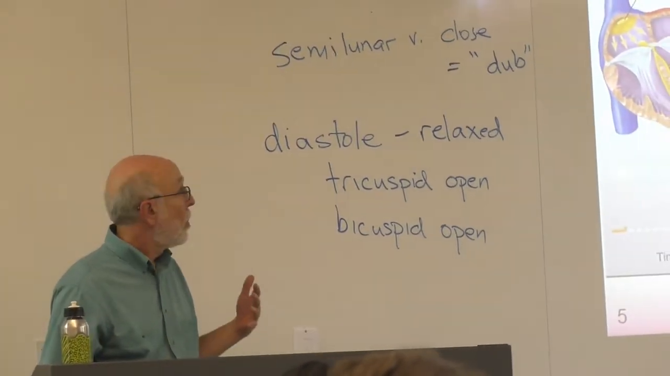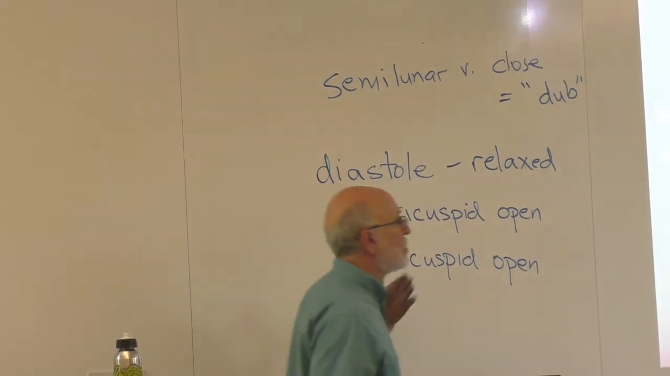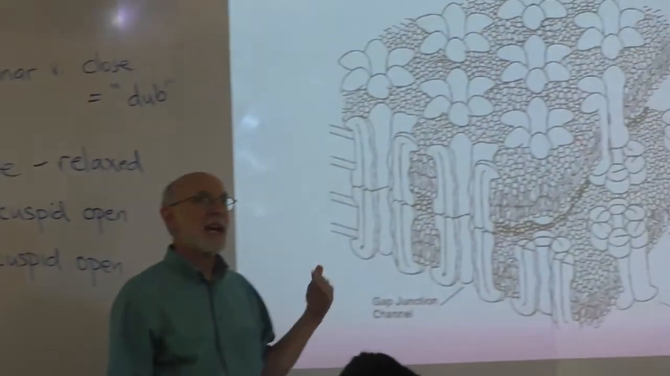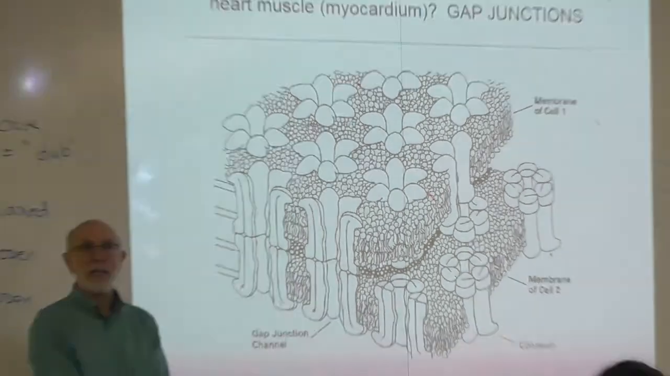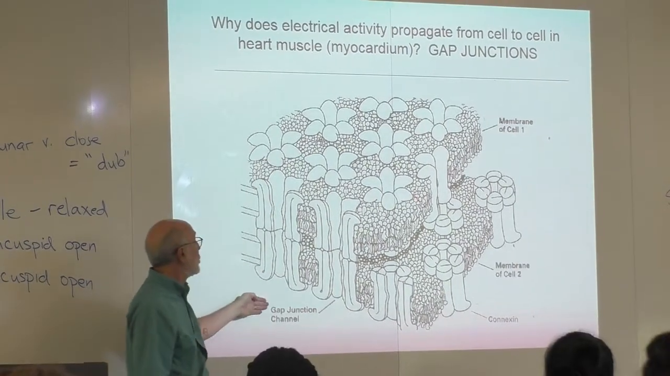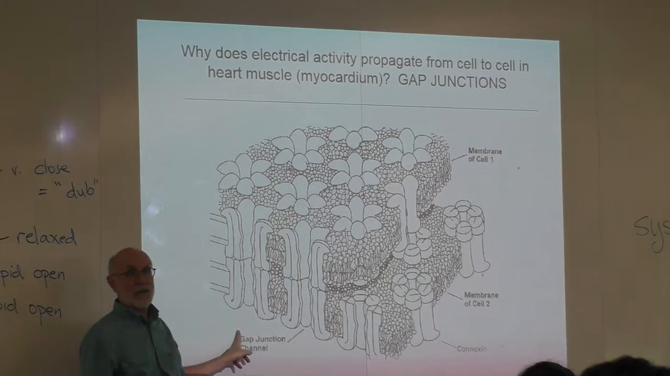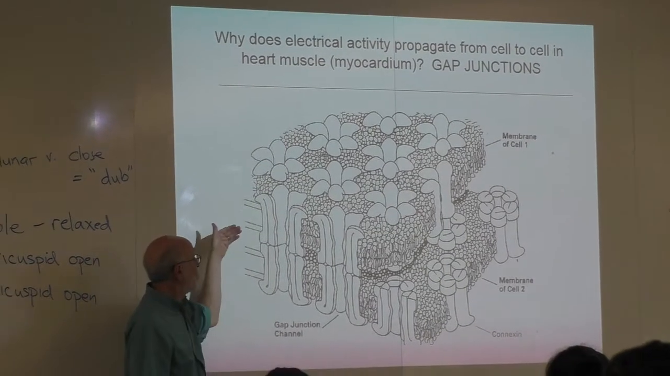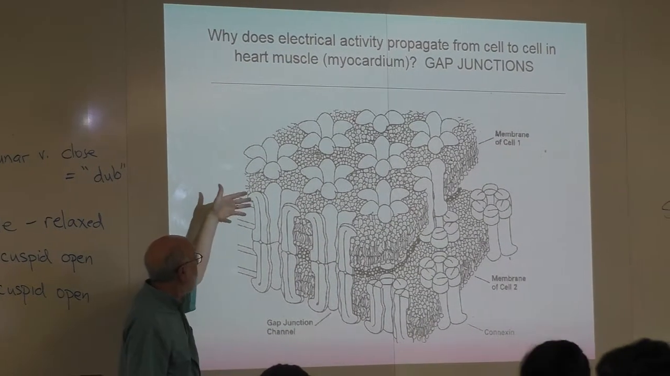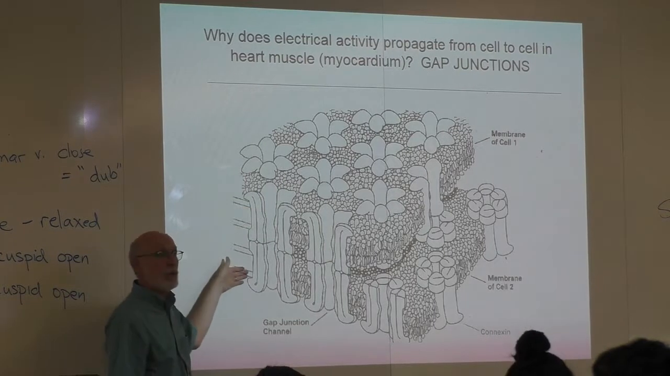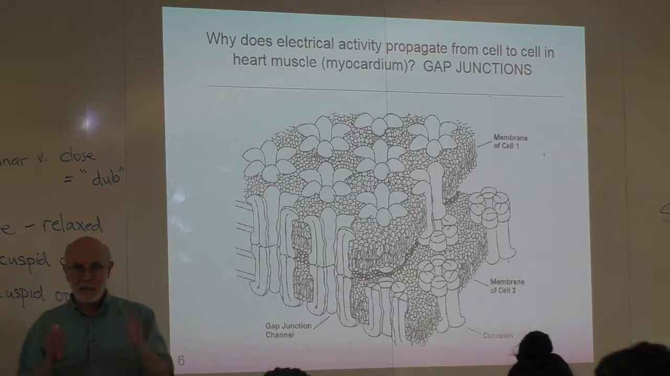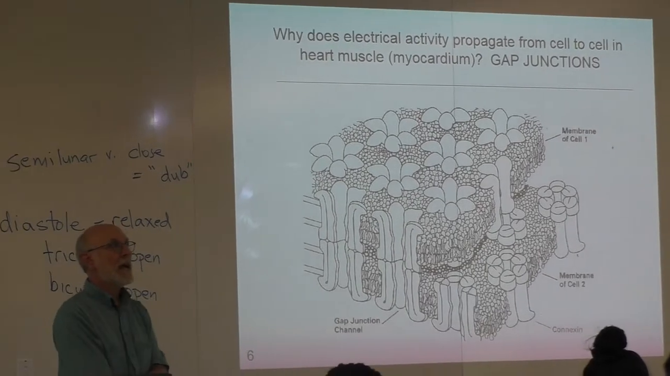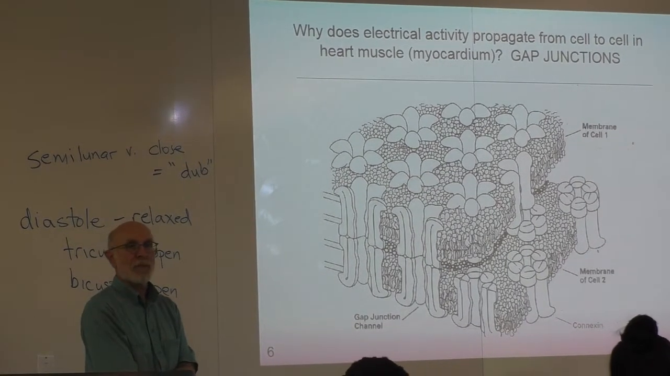So just remember that the reason that the action potentials move from cell to cell to cell is the gap junctions. Here's a slide to remind you that one cell is connected to another cell through channels called gap junction channels that go all the way through one membrane and through the other membrane. So these are channels that go through two membranes that are very closely connected to each other at the desmosomes.